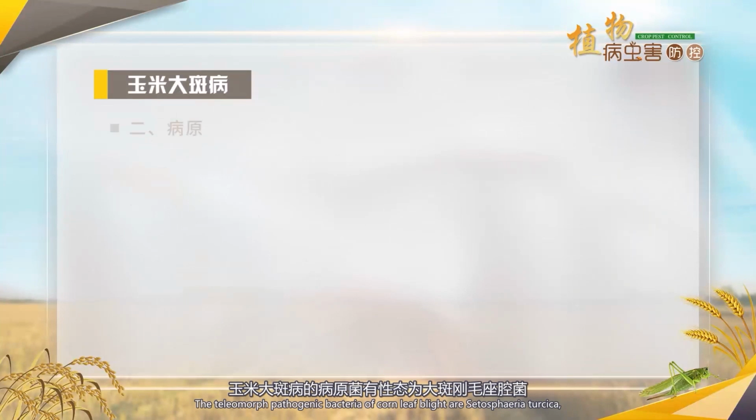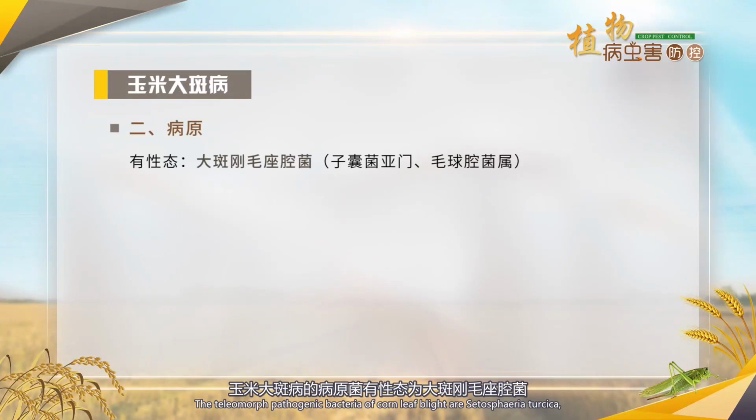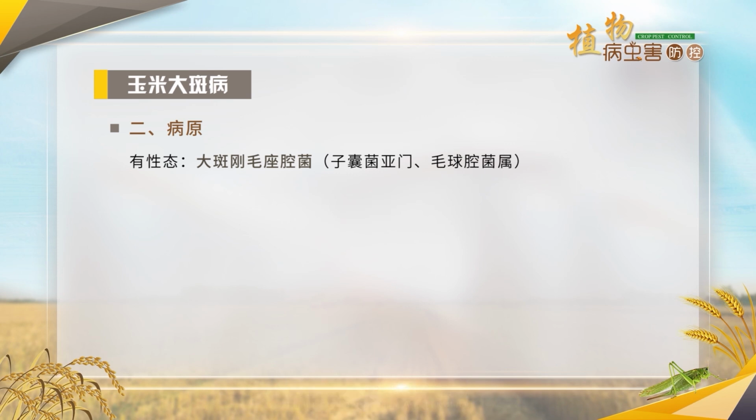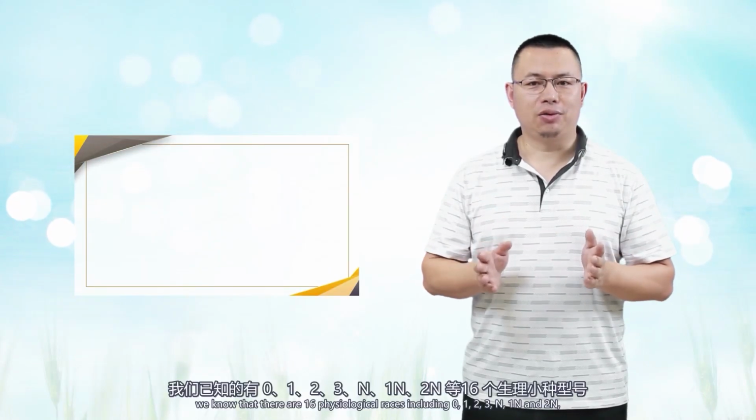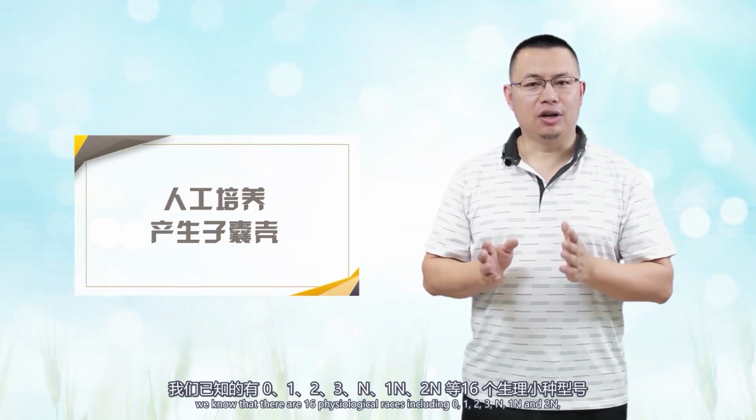parts. The teleomorph pathogenic bacteria of corn leaf blight are Setosphaeria turcica, falling into Ascomycotina. The anamorph ones are Helminthosporium turcicum, falling into Deuteromycotina. Since the middle and late 1980s, the physiological races of the pathogenic bacteria of corn leaf blight have undergone complex differentiation. Now we know that there are 16 physiological races, including 0, 1, 2, 3, N, 1N, and 2N, which means that the degree of variation in this disease is quite complex.